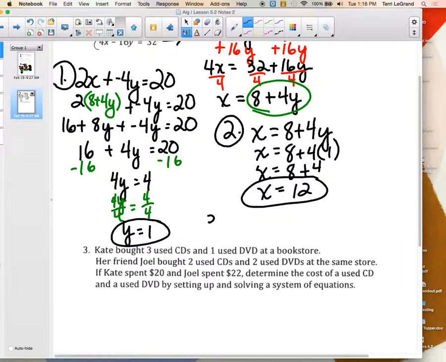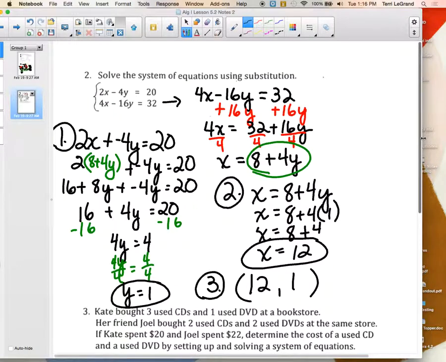And the solution is the ordered pair 12, 1. But now we have to check it. And where do we check them? In their original names. Well, the one never did get renamed, but the other one did, but we don't use its new name, we use its original name.